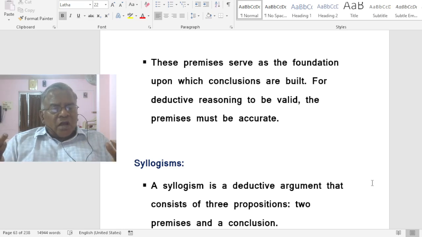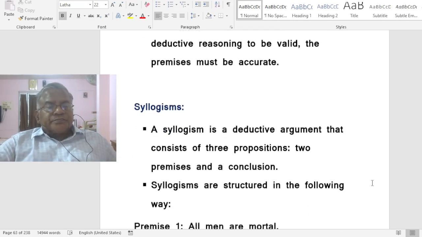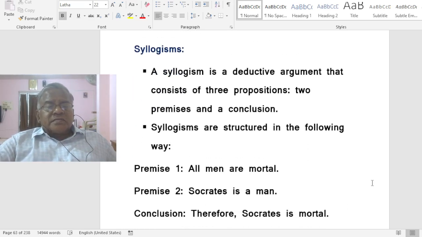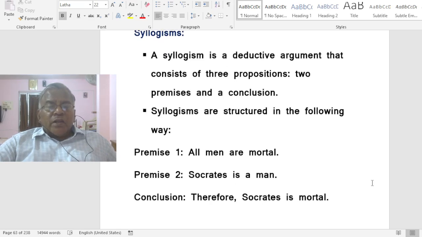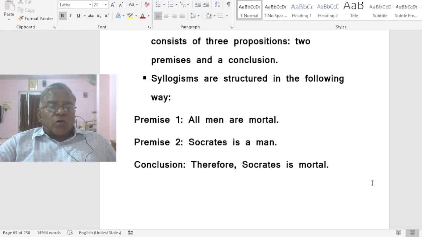Aristotle is mortal. The conclusion must be accurate, true. That is a syllogism. A syllogism is a deductive argument that consists of three propositions, two premises and a conclusion. Syllogisms are structured in the following way.